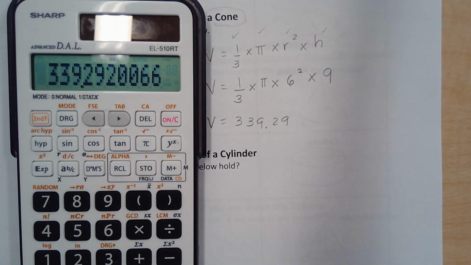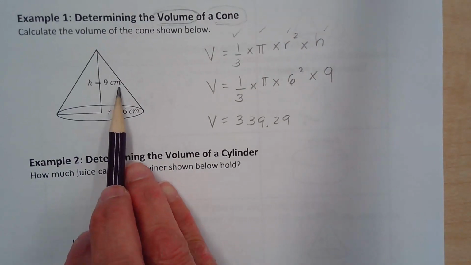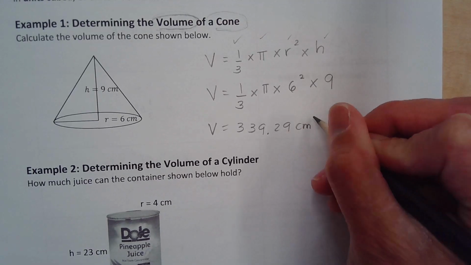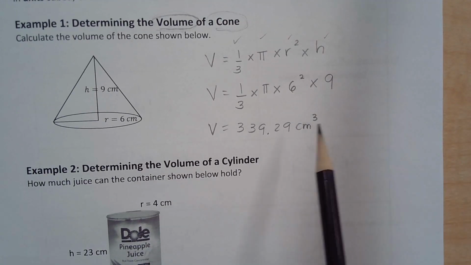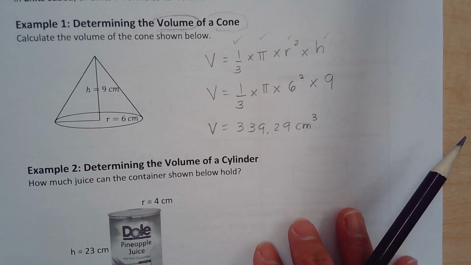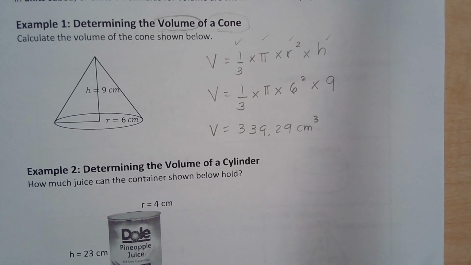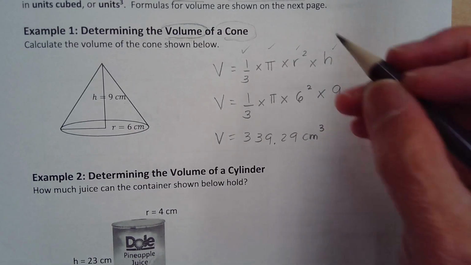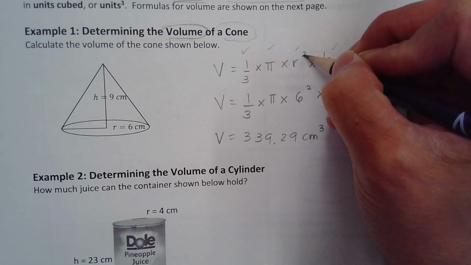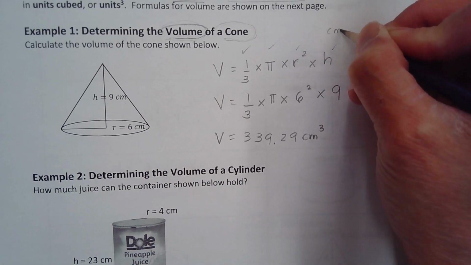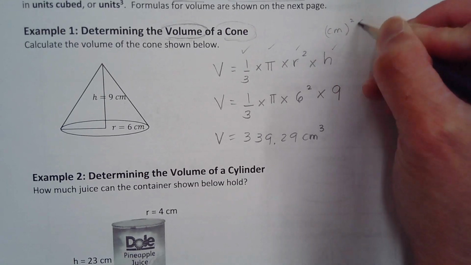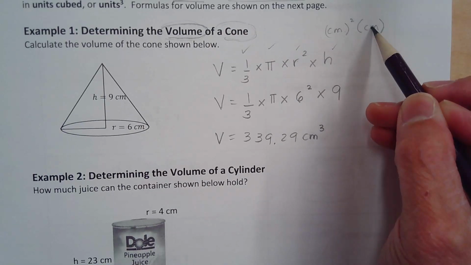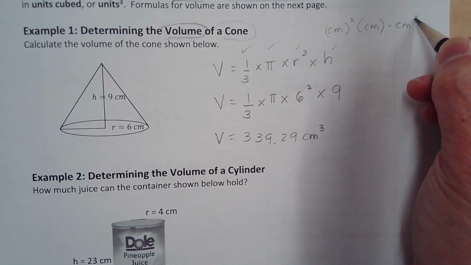What's the unit? This one is centimeters. This is going to be centimeters cubed. Cubic centimeters. Because of that 1 divided by 3? No, because here the radius is squared, right? So that means centimeters squared times another centimeters. So how many centimeters do we have? There's 2 centimeters here and there's 1 there, so that's centimeters cubed.